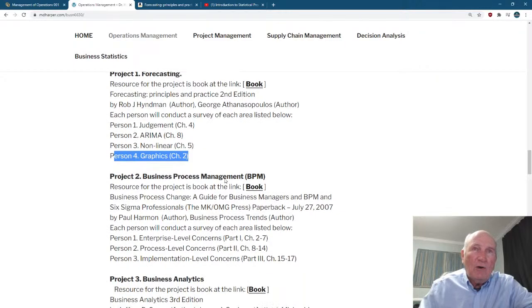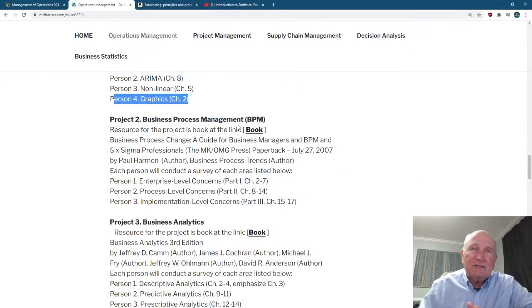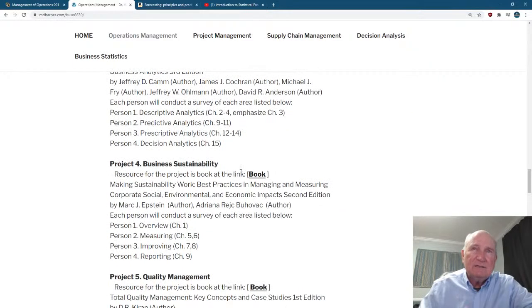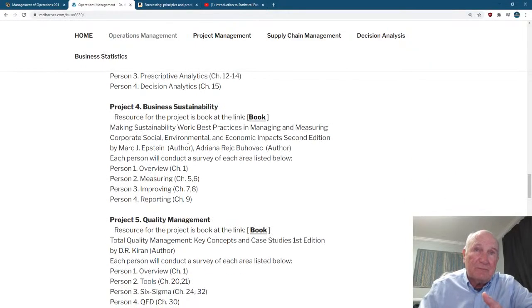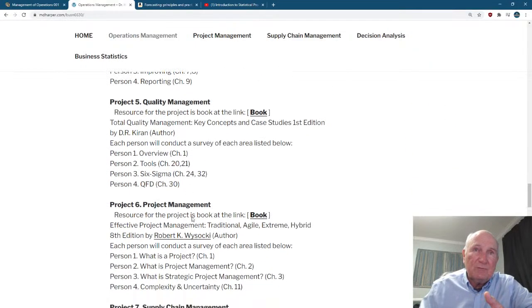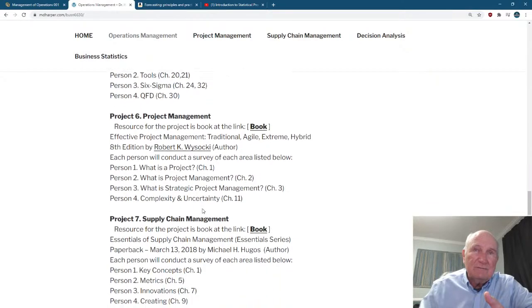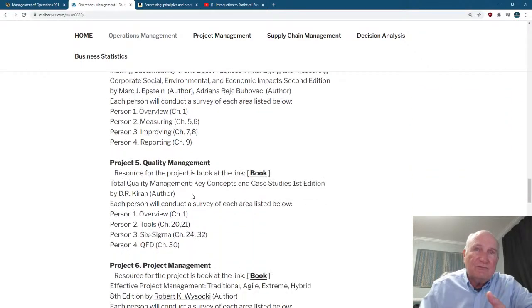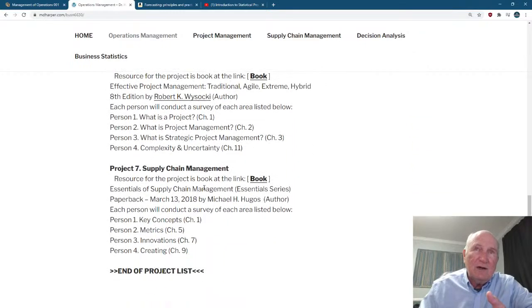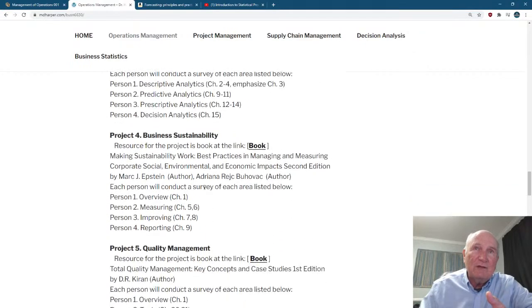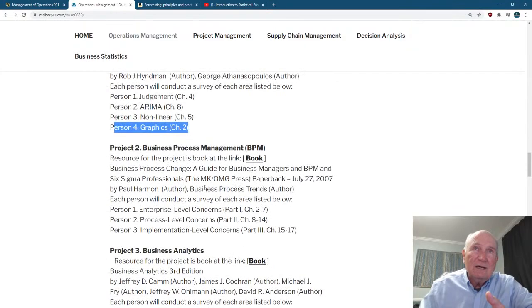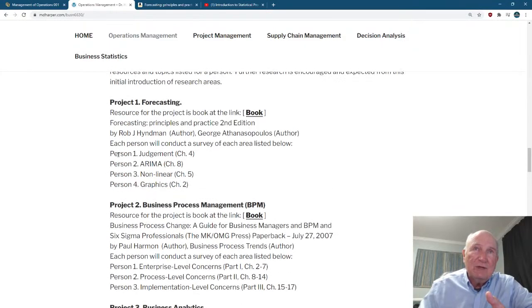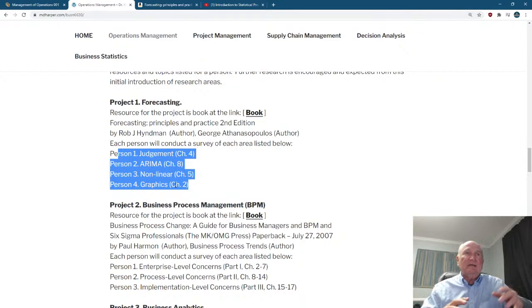Or if you want to do process management or business analytics, sustainability, or a lot of people do sustainability, or quality management or project management, this kind of thing, or supply chain. So here's 4 people in each one of these. Or when you have this book here under forecasting, these are just 4 chapters. There may be some of these other chapters you might take and do something that I don't even put here. It's pretty much up to you, something you're interested in.